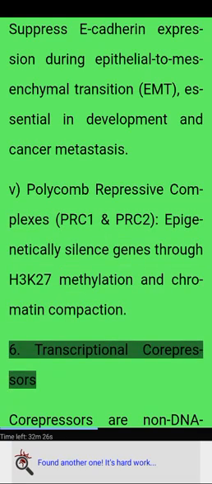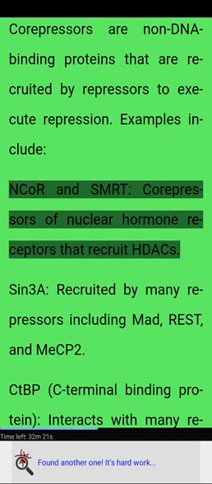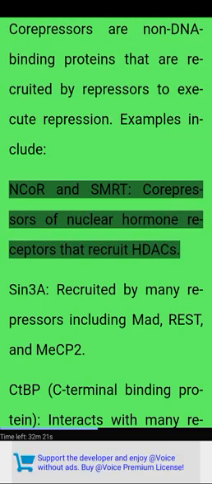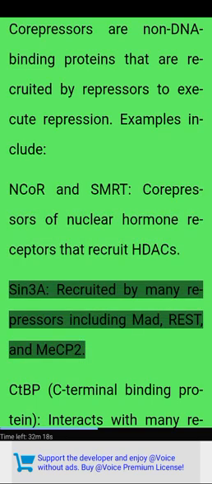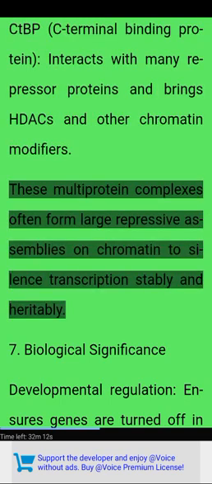6. Transcriptional core repressors. Core repressors are non-DNA binding proteins that are recruited by repressors to execute repression. Examples include NCoR and SMRT, core repressors of nuclear hormone receptors that recruit HDACs. Sin3A, recruited by many repressors including MAD, REST, and MeCP2. CtBP, C-terminal binding protein, interacts with many repressor proteins and brings HDACs and other chromatin modifiers. These multiprotein complexes often form large repressive assemblies on chromatin to silence transcription stably and heritably.